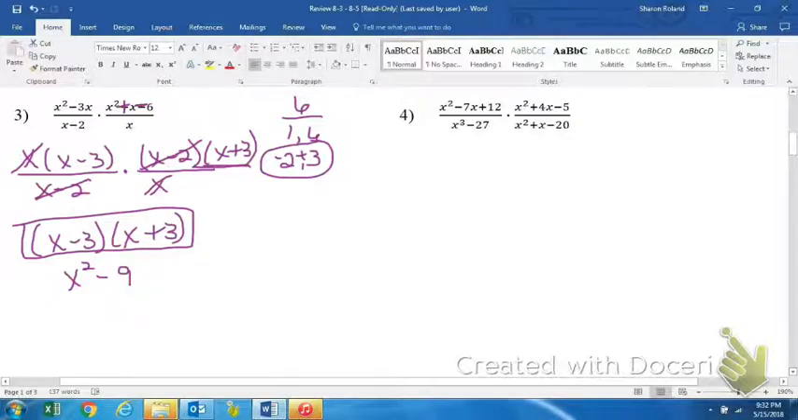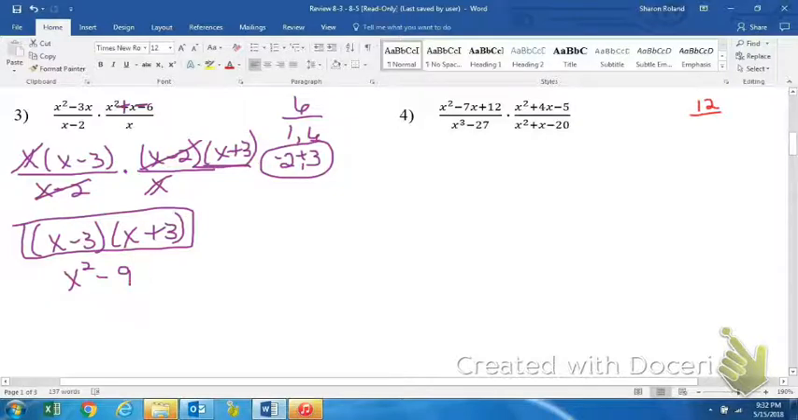Okay, so now going on to number 4. We've got to factor the numerator and the denominator. All 4 of those factor. Both numerators will factor and both denominators will factor. So I'm going to start with the numerator at the beginning. And what are the factors of 12?